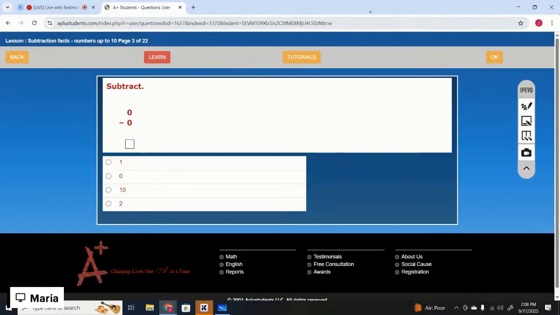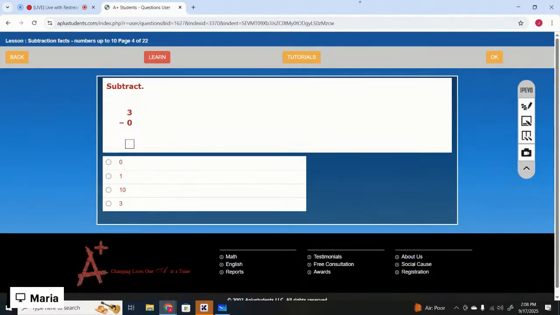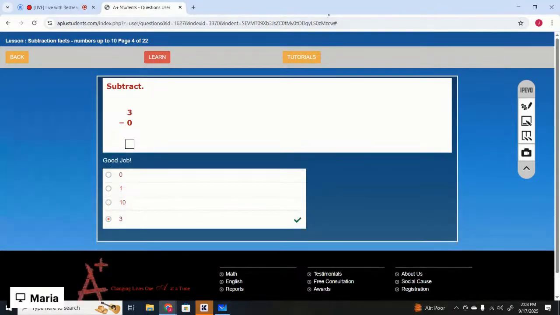Zero take away 0. That is 0. Option number 2 is the correct option. 3 take away 0. So subtracting 0 from a number means the number stays the same, right? Whatever number it is, when you're subtracting 0, the number stays the same.